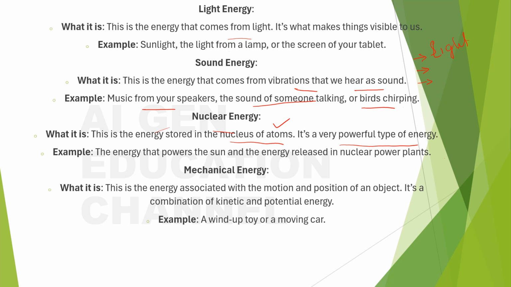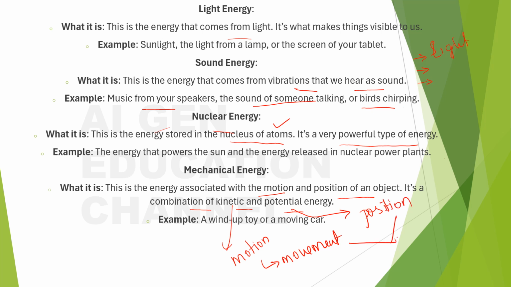Mechanical energy. This is the energy associated with the motion and position of an object. It's a combination of kinetic and potential energy. Kinetic energy is with regard to motion. Motion means moving, right? Movement. And potential energy is what? Potential energy is with the position. So when both of these combine, it will form mechanical energy. A wind up toy or a moving car possesses mechanical energy.